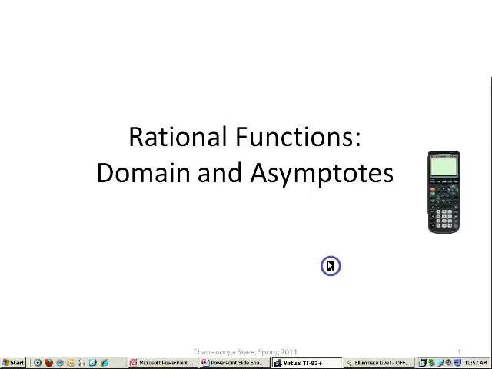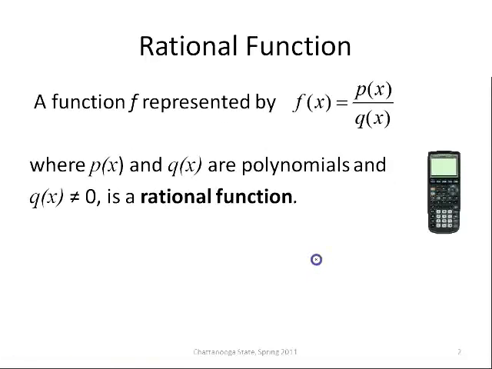Rational functions. We will look at finding domain and finding asymptotes. A rational function is a function that's written in the form where you have a polynomial function in the numerator and you have a polynomial function in the denominator. Of course, since you have a function in the denominator, you have to be sure that the denominator is not equal to 0. So anytime you have a function like this, we call it a rational function.